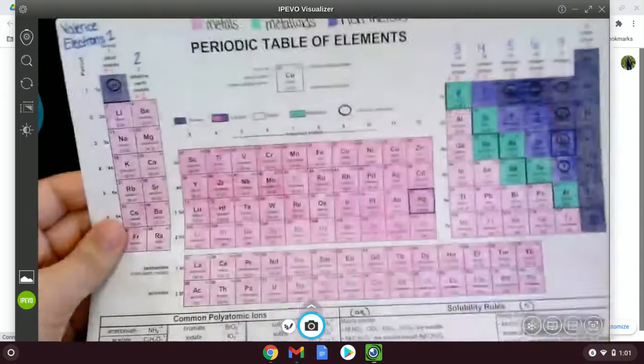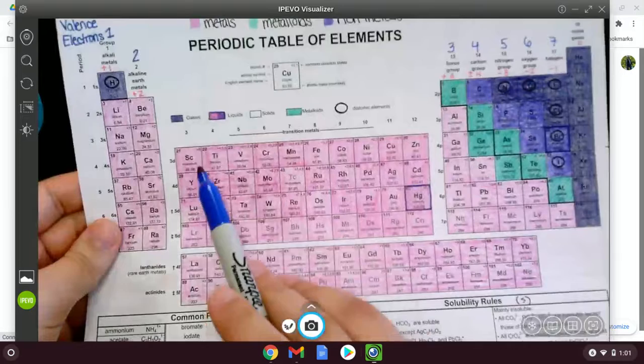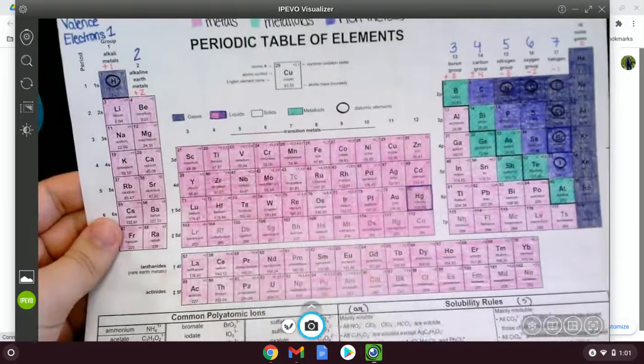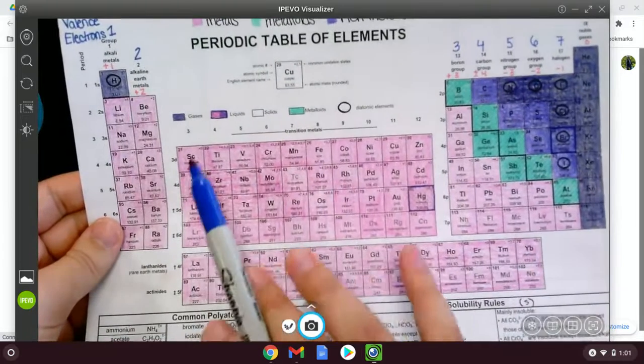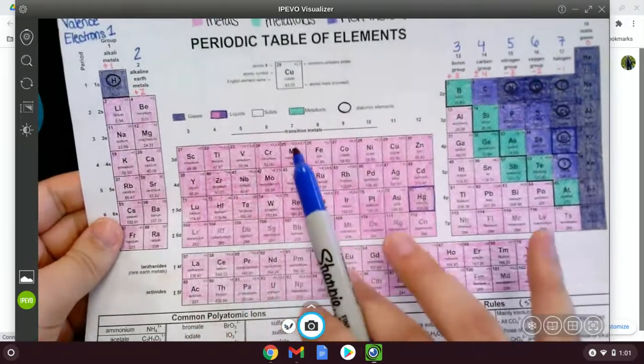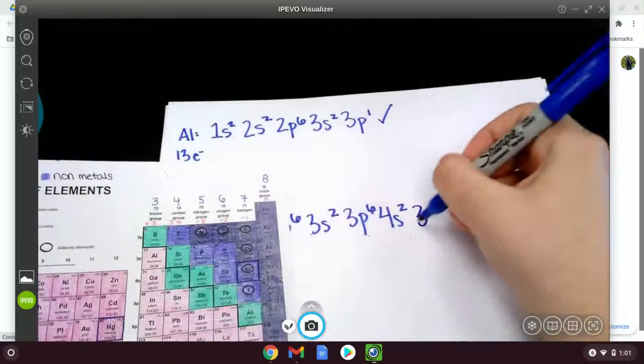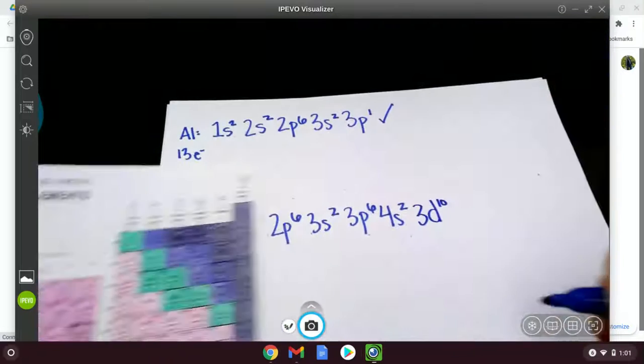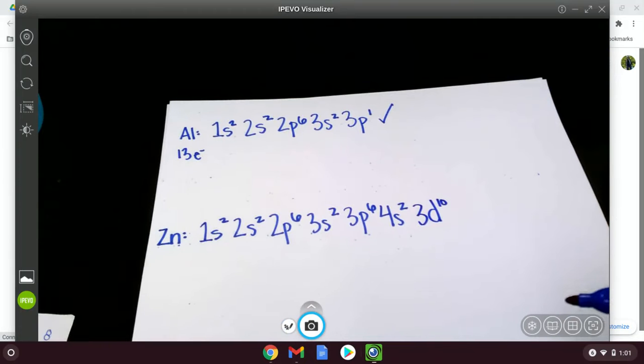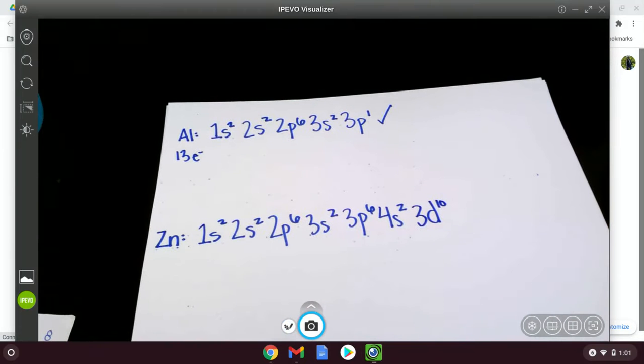So we need to go to zinc. So we're in 3d. We're going to count all the way over to zinc, which will get us 3d: 1, 2, 3, 4, 5, 6, 7, 8, 9, 10. So 3d10. Okay, so this one's a little bit longer, but the pattern, the process stays the same.